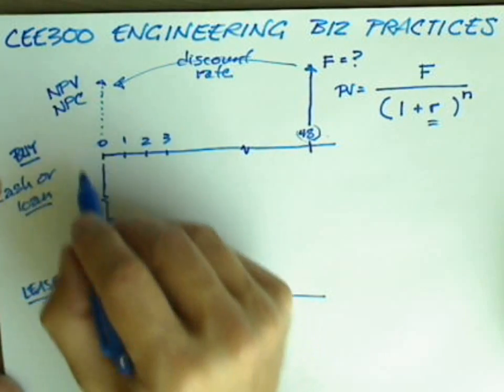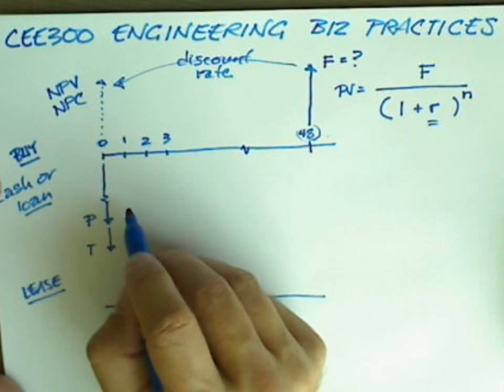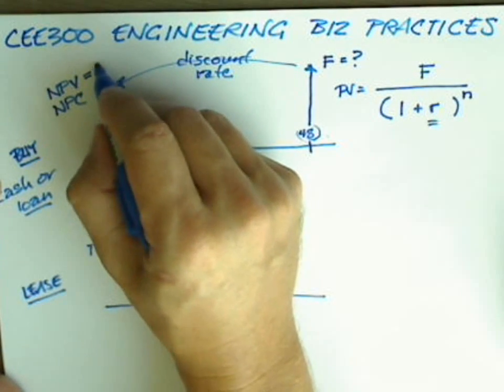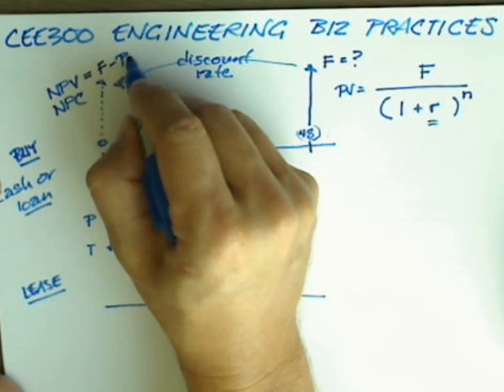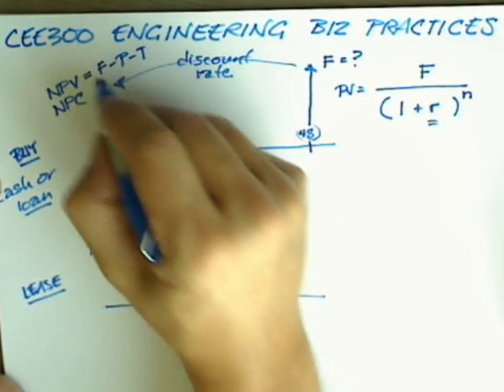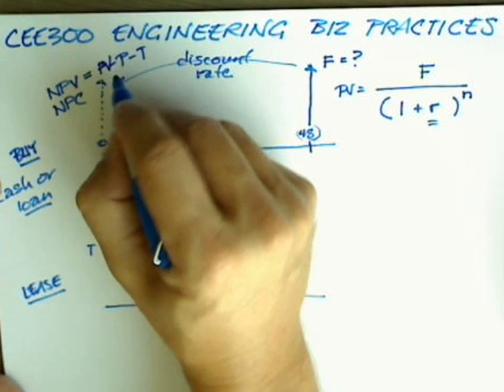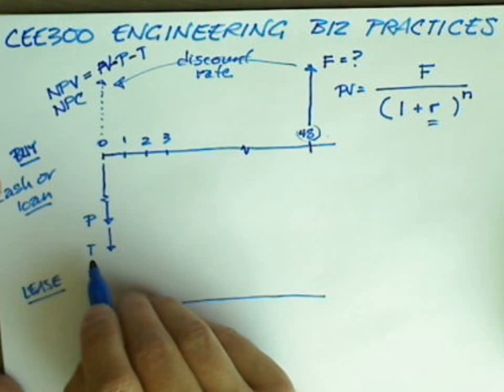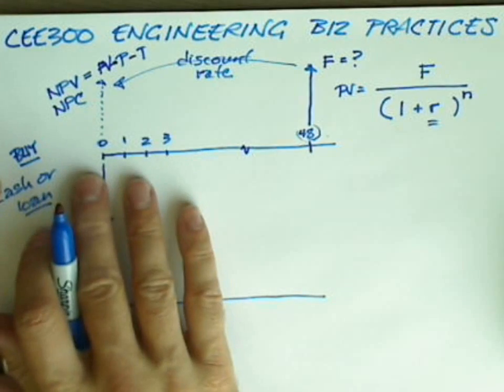We then would, to get the net present value for the cash option, say it's F minus P minus T. Sorry, this is F adjusted, so that's PV. This is the discounted F minus P minus T. This is the simplest situation for us.